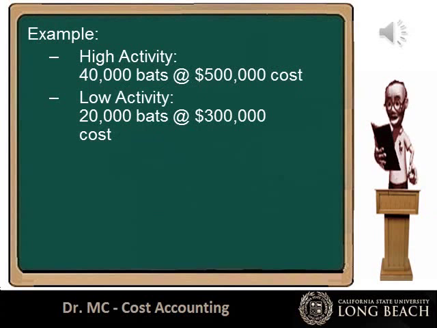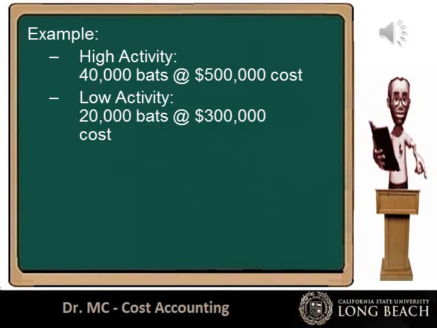Let's do an example. Assume that a company makes baseball bats, and that we have recorded the number of bats produced and the cost to produce those bats for each month last year. In its highest activity month, the company produced 40,000 baseball bats at a cost of $500,000. During its lowest activity month, 20,000 baseball bats were produced at a cost of $300,000.